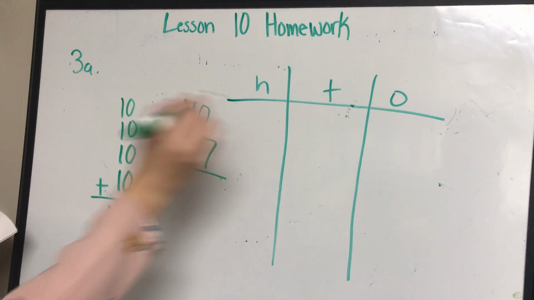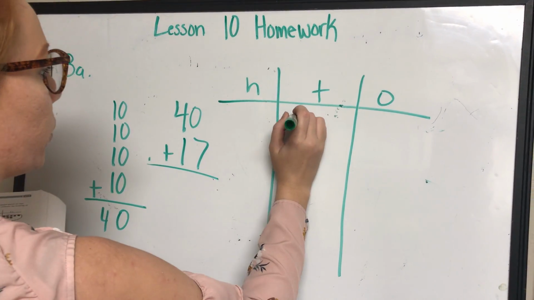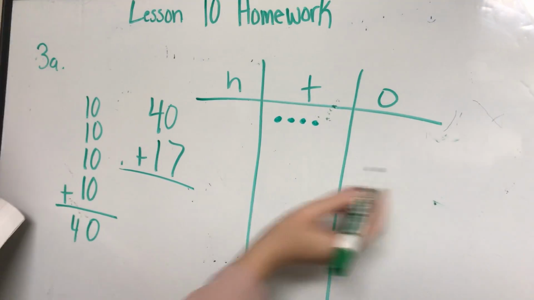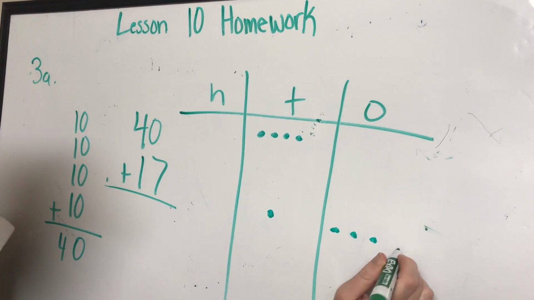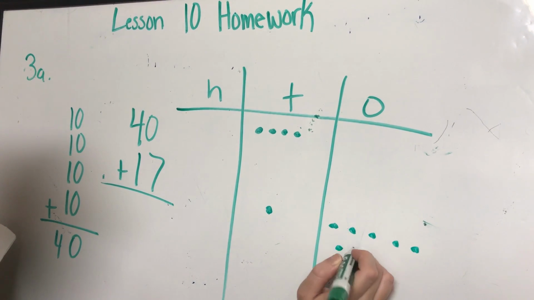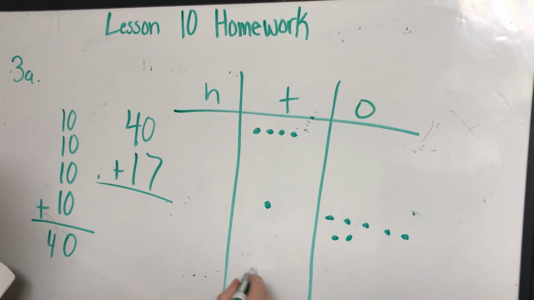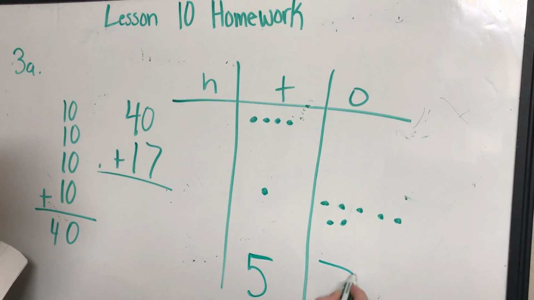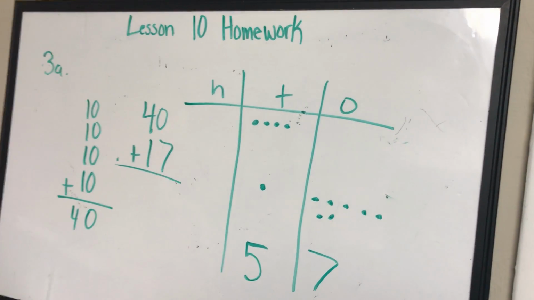Now to do this, they want us to draw a picture. They don't want us to solve vertical. So I'm going to draw my 40. There's my 40. I'm going to draw my 17. And I'm going to figure out what my answer is. How many hundreds? Nothing. How many tens? 5. How many ones? 7. My answer is 57.